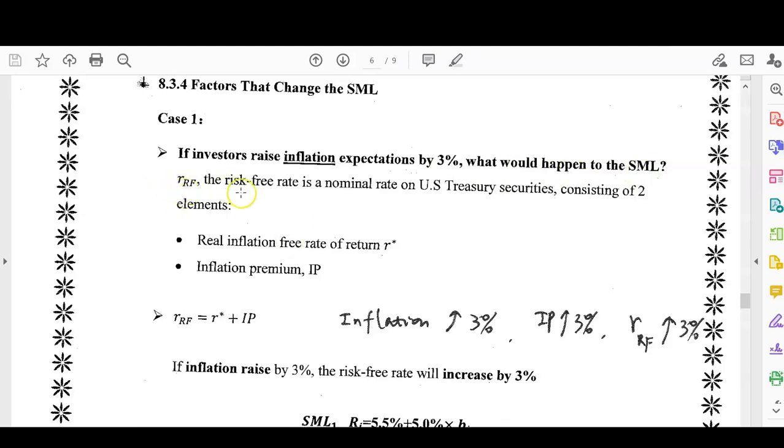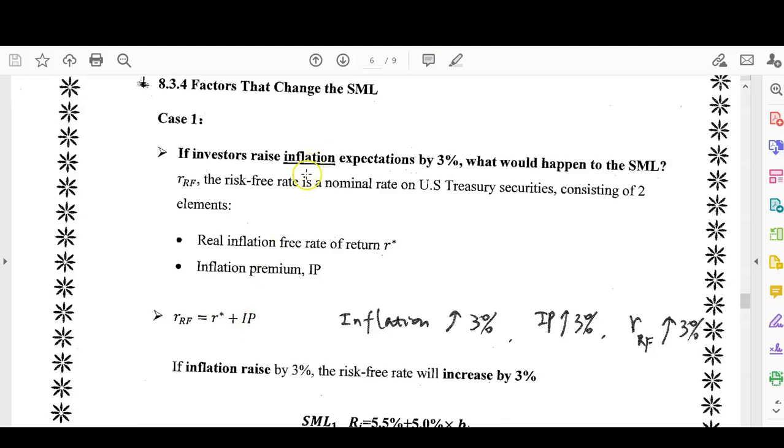Risk-free rate is a nominal rate on U.S. Treasury securities, consisting of two elements: the real risk-free rate of return, R star, and the inflation premium, IP. Okay, we discussed this before. Risk-free rate is typically the return on the 3-month Treasury bill. It is R star, the real risk-free rate, plus IP, the inflation premium.